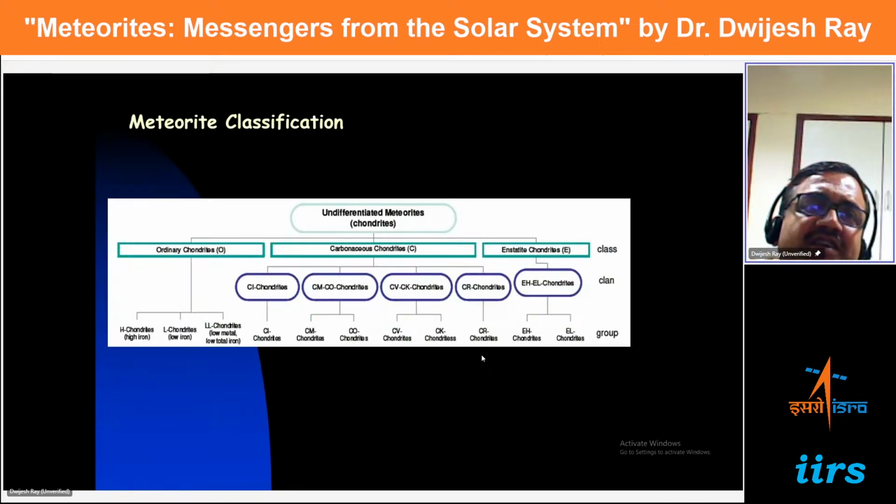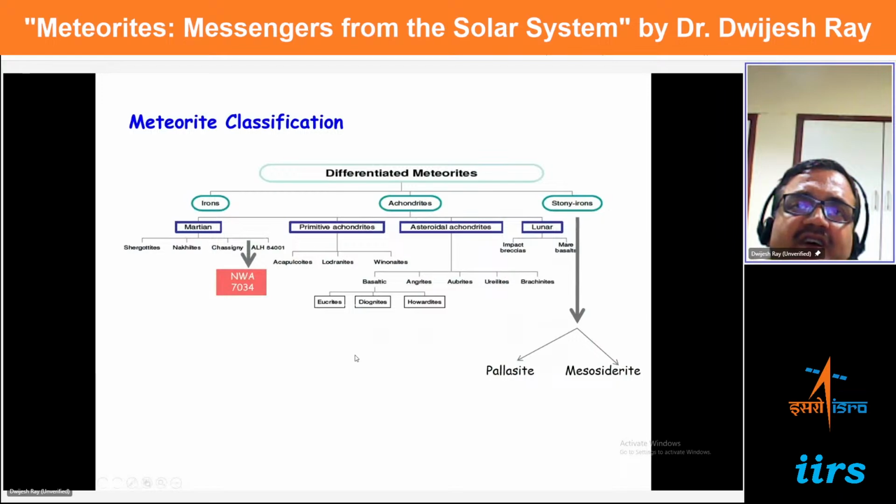There are many more classifications, like ordinary chondrites. There are H, L, and LL types based on metal content. There are carbonaceous chondrites, which are supposed to be very primitive, and there are different clans also: carbonaceous CI, CM, CV, and there are enstatite chondrites.